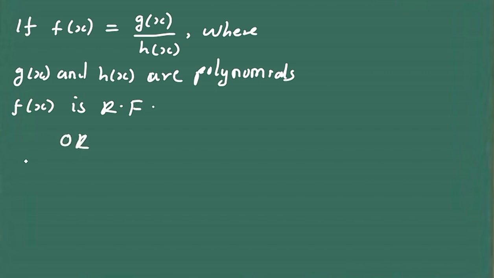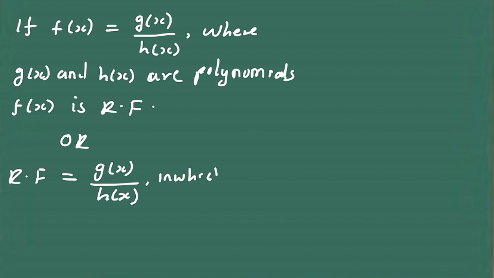Alternatively, we can also say that a rational function is the ratio of two polynomials. So the two polynomials, g of x all over h of x, are the ratio of two polynomials in which the denominator, in our case h of x, is not equal to 0. So this is a rational function.